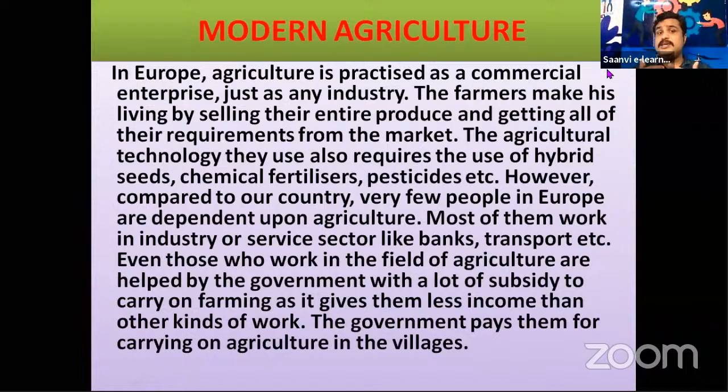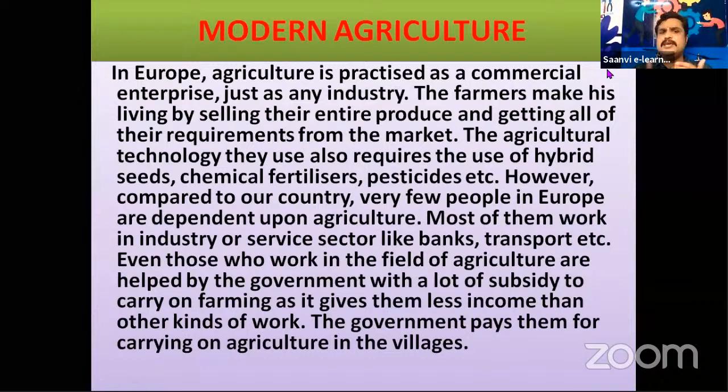The agricultural technology they use also requires hybrid seeds, the seeds which quickly give us yield, and chemical fertilizers, artificial fertilizers instead of natural ones. In the same way, pesticides are the medicine which kills insects, which is highly problematic for the growing process of the plants, we can say. However, compared to our country, very few people in Europe are dependent upon agriculture.